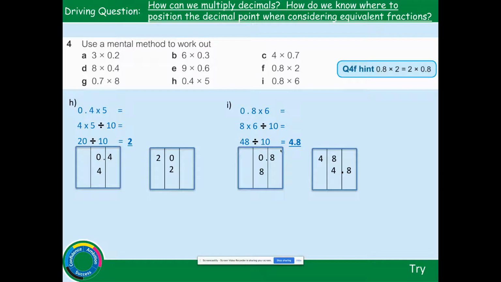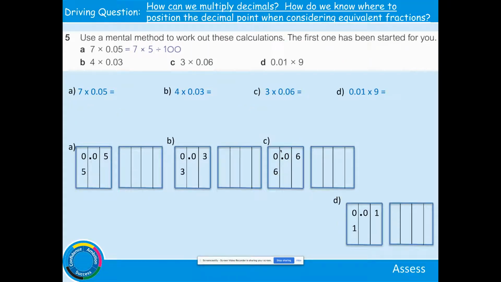Okay? So have a go at 4 questions here on your own. Press pause and then press play when you're ready to go through the answers.